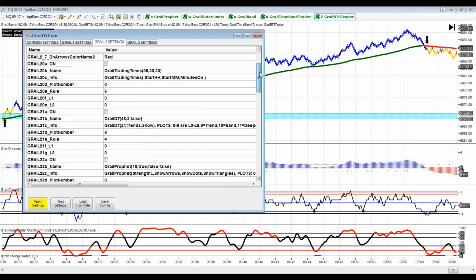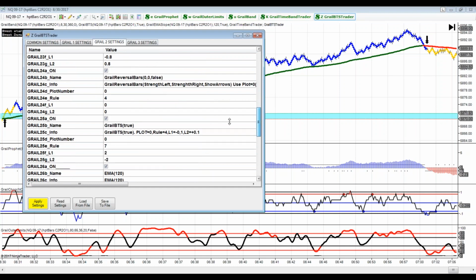What do we have on here? Well, we have the chop. We have our reversal bars. We have the BTS. Again, 2 minus 2, meaning blue and red. So we got to be blue, we got to be red, and we got to have the EMA. This is my preferred way to trade Grail 2. In fact, what you're looking at now is my preferred way to trade the BTS Trader. And that's what we'll continue to show in the room.